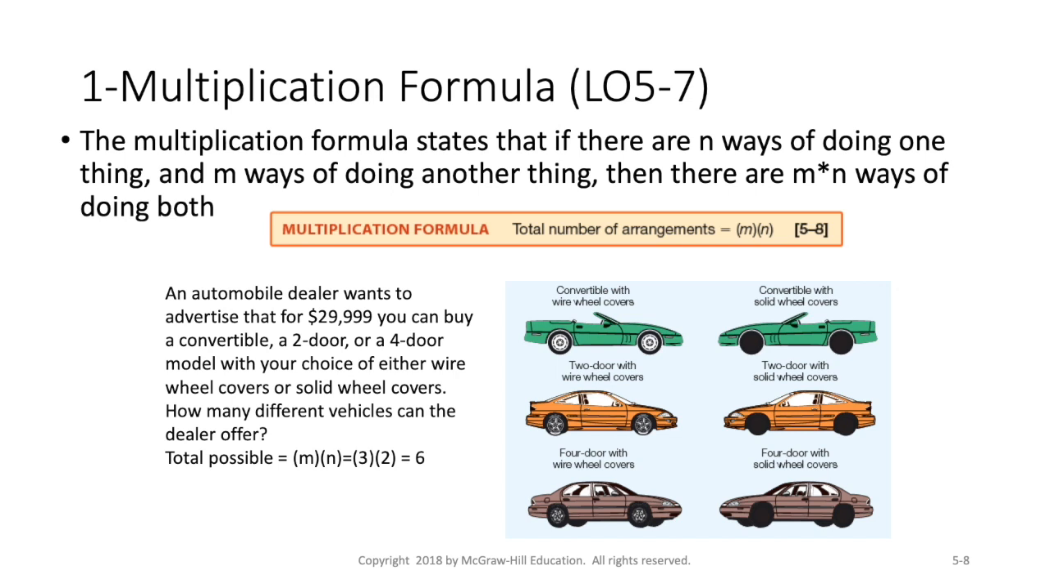For this example, and this one's pretty easy to see, you can buy a car. It can be a convertible. It can have 2 doors. It can have 4 doors. But then you can also have different wheels. You can have wire wheel covers or solid wheel covers. So how many different vehicles are out there? Well, there's 3 different models here. There's 2 different wheel options. And so it's a combination of, there's 6 different possible vehicles that you could purchase. That's how we would use this basic counting one.